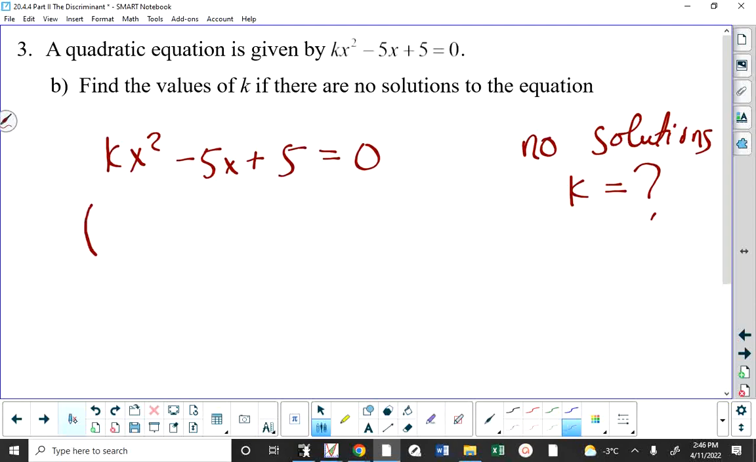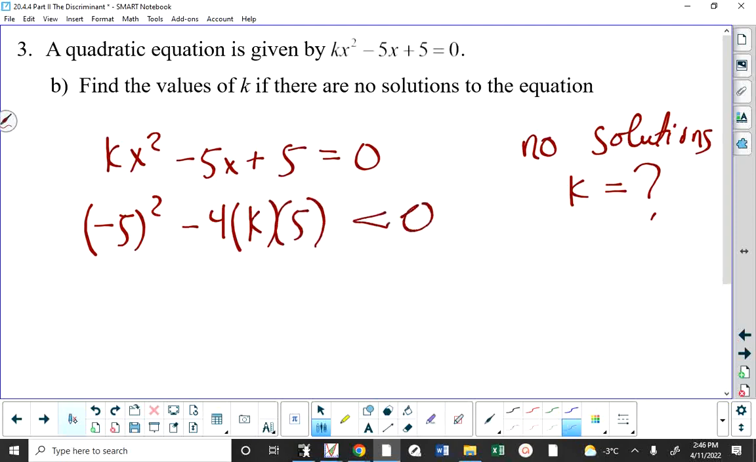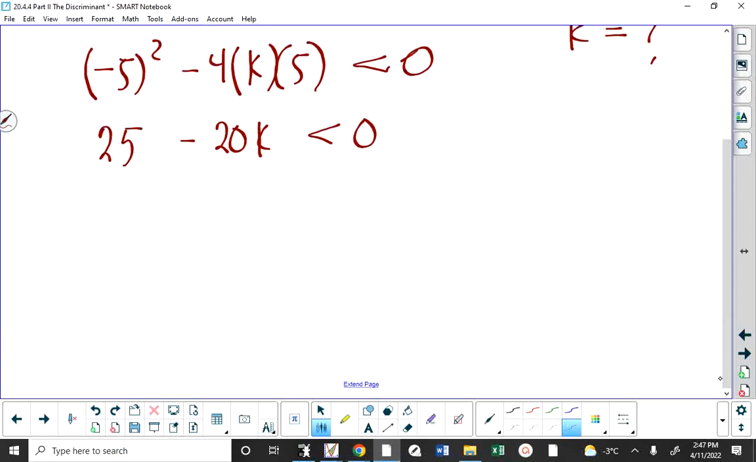Well, b squared minus 4 times a times c has to be negative, has to be less than 0. Right? And we need to solve that for k. Well, you know, at first glance, we get the exact same thing, don't we? We got 25 minus 20k before on the left, because it was the same equation, but this time it's less than 0. So now, and this is important enough to spend a few extra minutes on.